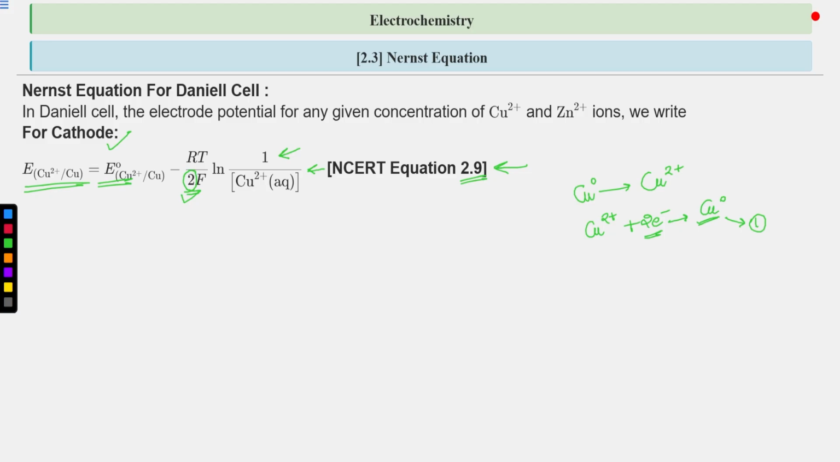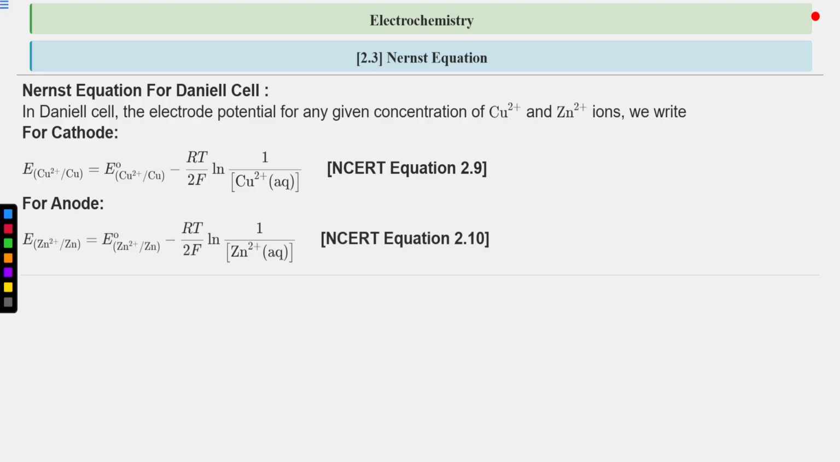Okay, next is the anode, of course, since we have covered the cathode. For the anode we are using zinc, right? So the E of zinc 2 positive to zinc will be E naught of zinc 2 positive to zinc minus RT by 2F ln, again 1 upon zinc 2 positive aqueous. Now at the anode we have oxidation, that means zinc is releasing electrons and becoming zinc 2 positive plus 2 electrons. So zinc is releasing electrons, going from 0 to the plus 2 state and undergoing oxidation.